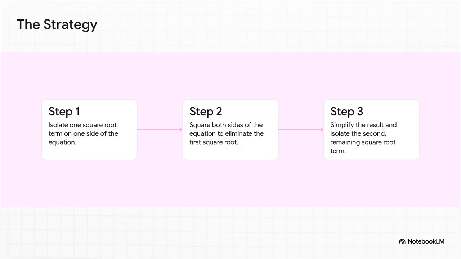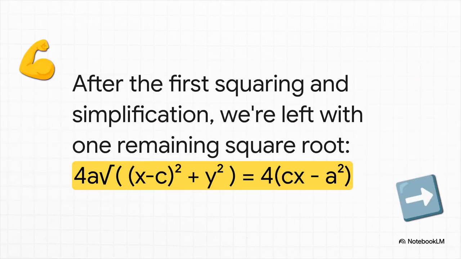Now, our starting equation is going to have two square roots in it, one for each distance formula. So that's the big challenge. Here's our game plan. We isolate one of the square roots on one side of the equation, square everything to get rid of it, and then simplify what's left to isolate the other square root. Okay, so after we move one of those square roots over, square both sides, and expand everything, a whole bunch of stuff, the x squareds, y squareds, c squareds, they all just drop out. It's a lot of algebra, I know, but it simplifies down beautifully to this. It's much cleaner, but notice, we've still got one more square root to deal with.